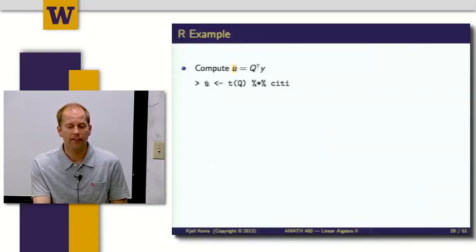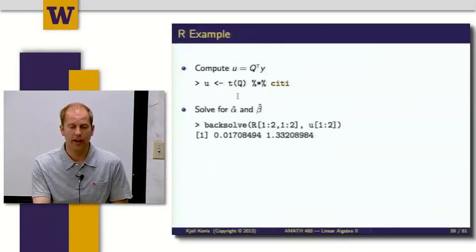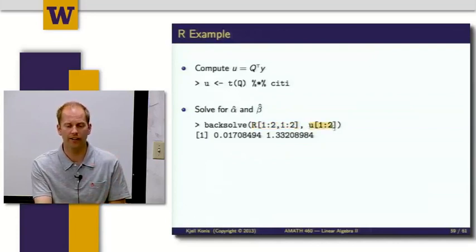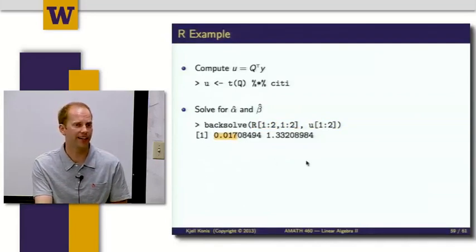Then I'll make a vector U that has Q transpose times Y. So the returns on my asset are the Y variable. And then I'll solve for alpha hat and beta hat just by solving that square system of the top square of R, so the 2 by 2 block at the top of R, and the first two elements of U. And that gives me 0.017 as the alpha hat estimate and 1.33 as the beta estimate.